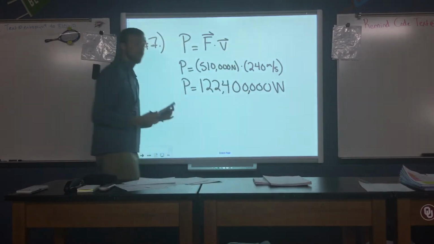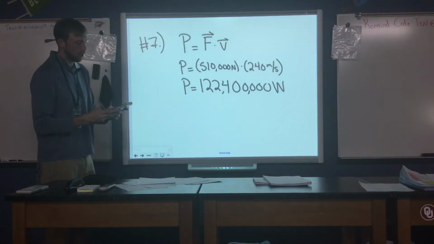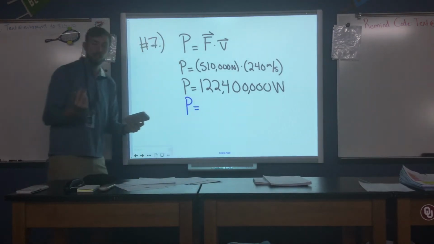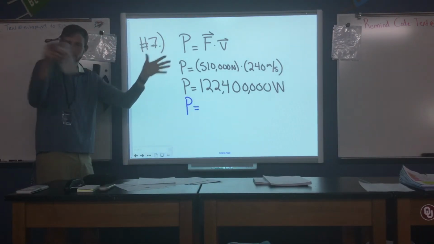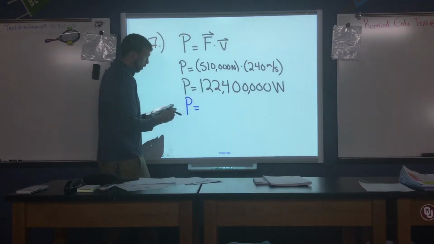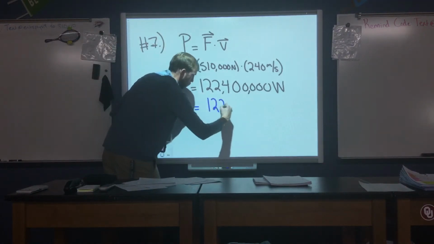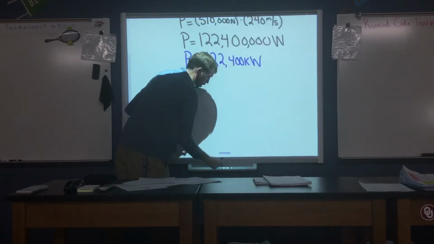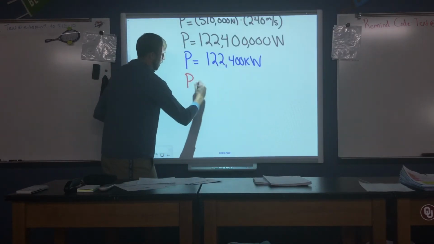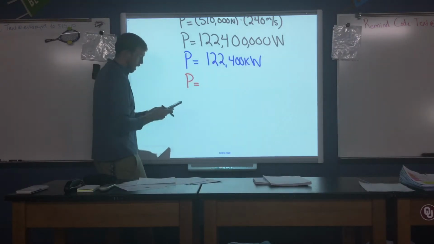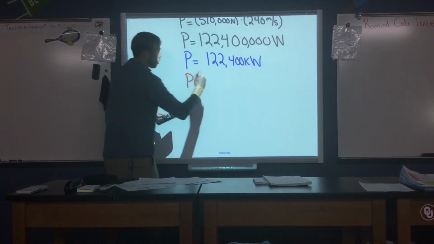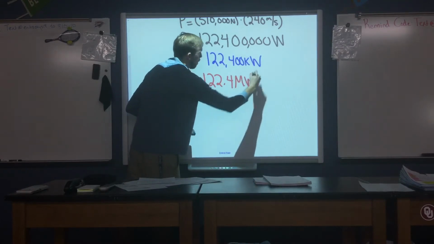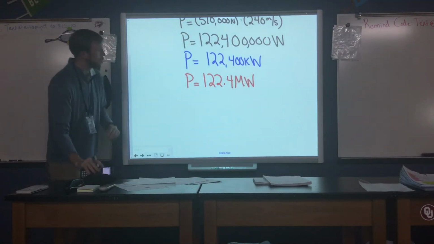Now, typically when values are that large for power, they're oftentimes converted into other units, different prefixes that we can attach to scale our numbers down a little bit. If we converted this to kilowatts, it would be about 122,400. We could also convert this to megawatts, dividing our value by 10 to the 6th, and we would get about 122.4 MW, megawatts.